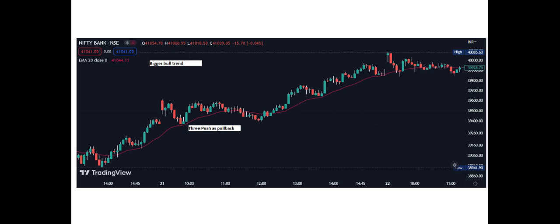So now we have looked at two possibilities why a three push will cause reversals. The first one is it has hit the extreme of a trading range. The other possibility is that we are already in a trend and this three push is actually a pullback inside the trend. But whether it is a trading range or a pullback inside a trend move, the three push is always ending in a reversal.